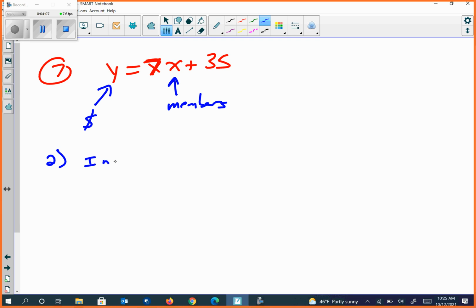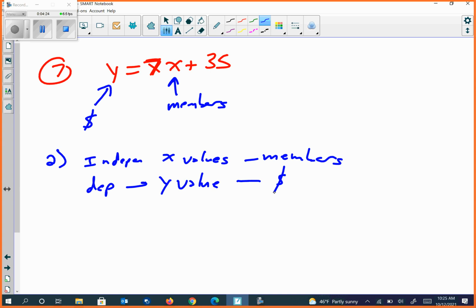Independent is always the x values. The x values in this case are members. The dependent are y values. So in this case, it's money.